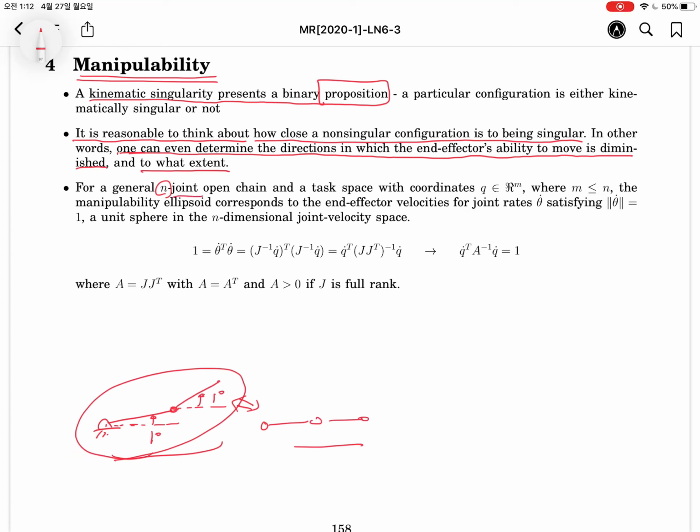Okay, for a general n-joint open chain, the task space with the coordinate q. In this case, the manipulability ellipsoid can be obtained using the Jacobian relationship. Okay, let's assume that the unit circle contour is given, and then if we apply the Jacobian inverse relationship like this, at that time we have the inner matrix (JJ^T) inverse. Okay, for notational convenience, let's assume that this is assigned as A. So we have q dot transpose A inverse q dot as 1. Okay, A is given, but q dot is different.